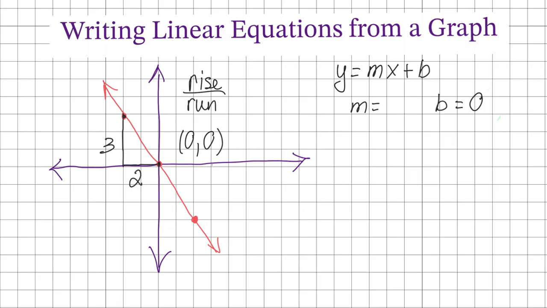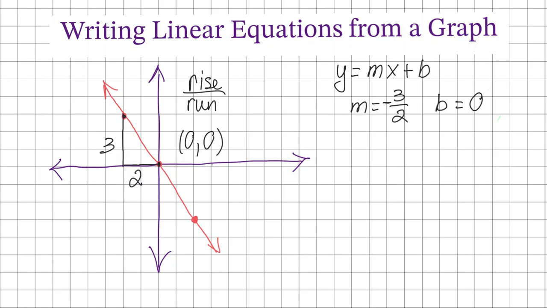Okay, and then run is 2. So my slope is 3 over 2. Now, next thing we have to really ask ourselves is, is this a positive or negative slope? Remember, for positive slope, the line goes from left up, and for negative slope, it goes from left down. So this is a negative slope. And let's go ahead and write that it is negative, so putting a negative sign in front of our slope.